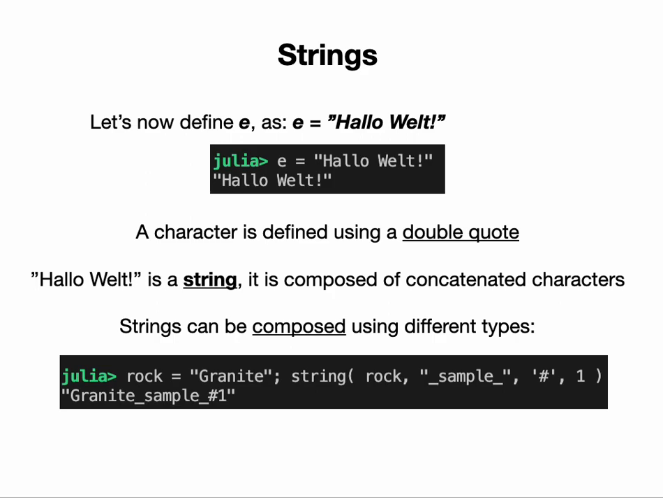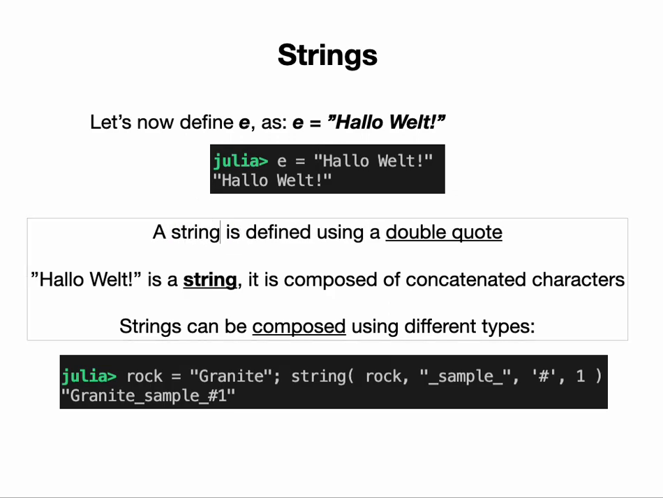We have used strings earlier in the code by typing "hello world", for example. Let's do it again. Let's type E is equal to "hello world". Now we use the double quote, and that's actually a string. So a string is defined using the double quote. "Hello world" is a string, and it's composed of concatenated characters. Concatenated means they are put next to each other.